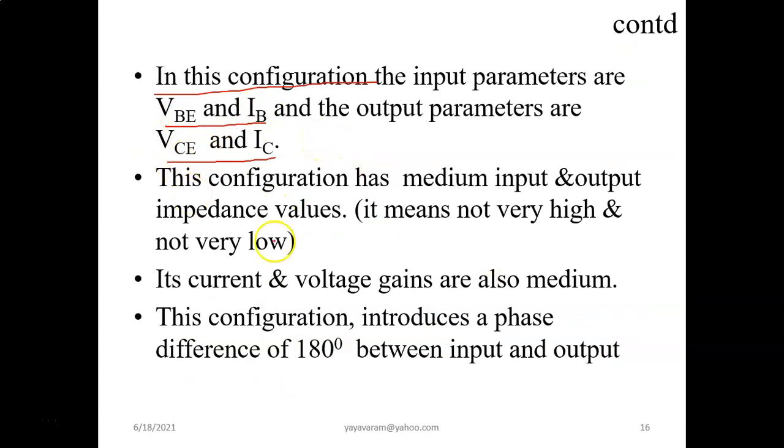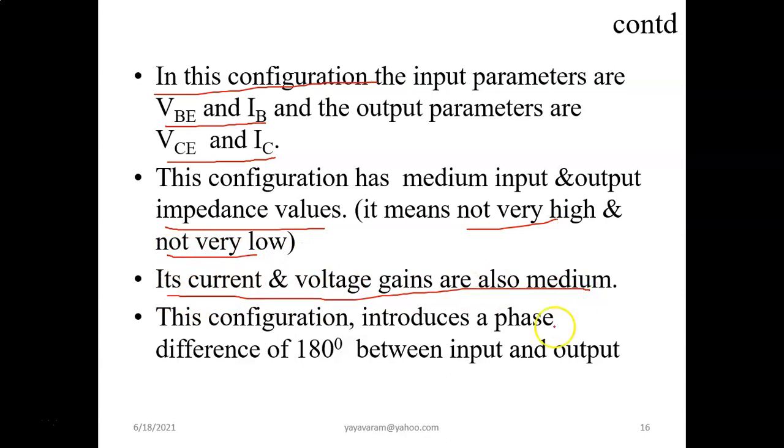This configuration has medium input and output impedances. That means input impedance, a kind of resistance. So it has neither very high input impedance nor very low output impedance; it is average or medium. That's why it is very widely used. It means not very high and not very low. And another thing is its current and voltage gains are also medium.